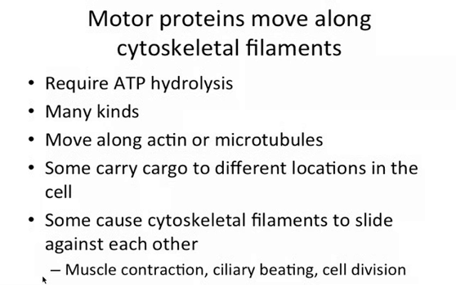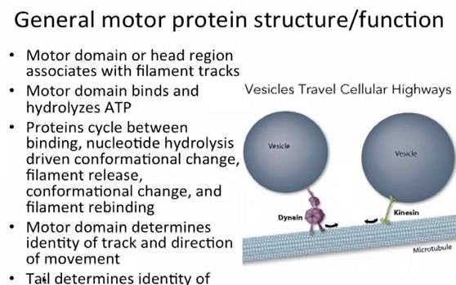There are many kinds of motor proteins. They can move along actin or microtubules, but they tend to be specific: motor proteins bind to specific cytoskeletal structures. Some carry cargo to different locations in the cell. Some cause cytoskeletal filaments to slide against each other, such as in muscle contraction, ciliary beating, and cell division. What else can I tell you? Well, this is what motor proteins look like.